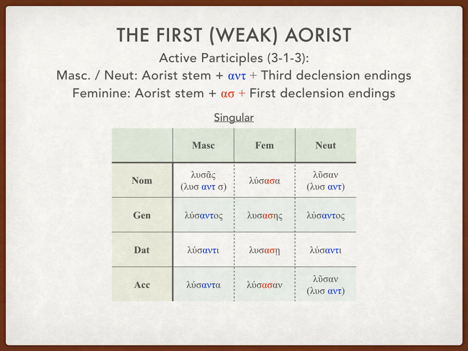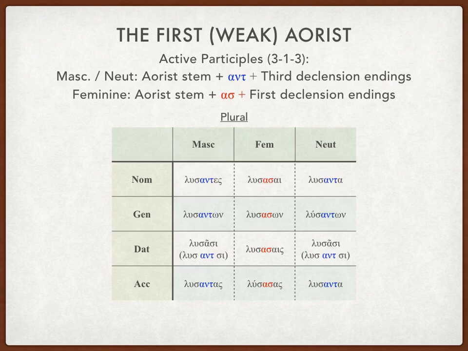You just have to remember that you're changing the theme vowels to alphas in those little participle infixes in blue and red. And this carries over to the plurals. Lusantes, if it's masculine nominative plural. Lusasai in the feminine, lusanta in the neuter. I'm using alpha instead. Genitives, lusanton, lusason, lusanton, 3-1-3.